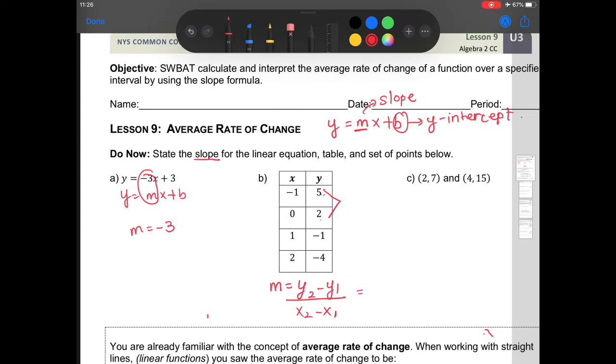So I'm going to do 5 minus 2 over -1 minus 0. Make sure you go in order. If you did 5 minus 2, you must do -1 minus 0. If you did it the other way around, 2 minus 5, then you would have done 0 minus -1, which would yield the same answer. So it's 3 over -1, which is -3. So m is equal to -3.